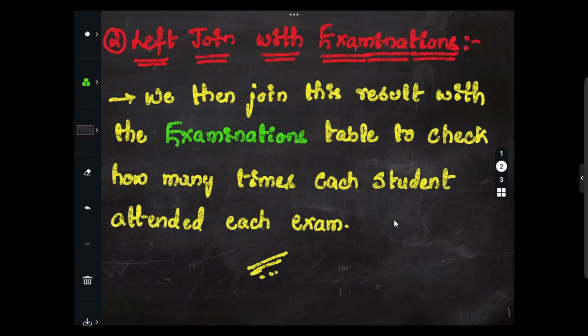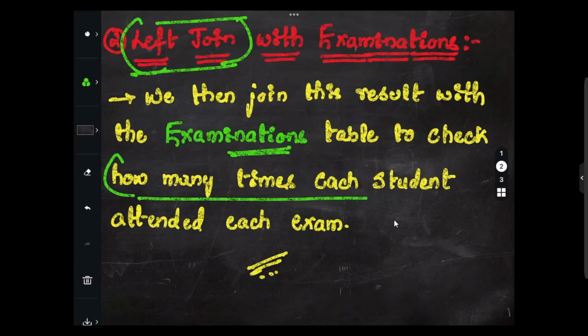Let's move on with the second step here. So we will be making use of left join with examinations. Why will we be making use of left join here with the examinations? Here we join this result with the examinations. We have to join the result with the examinations table to check how many times each student has attended each exam. So this is very important.